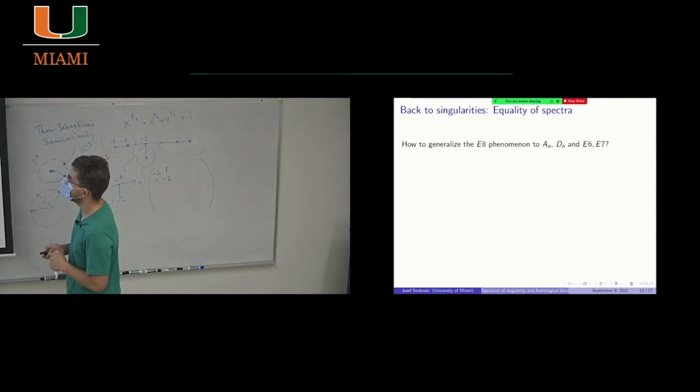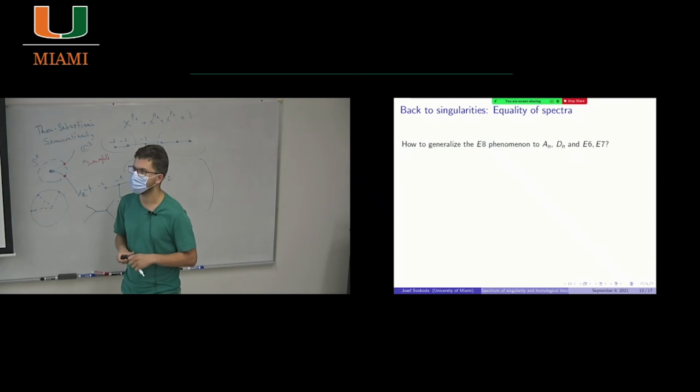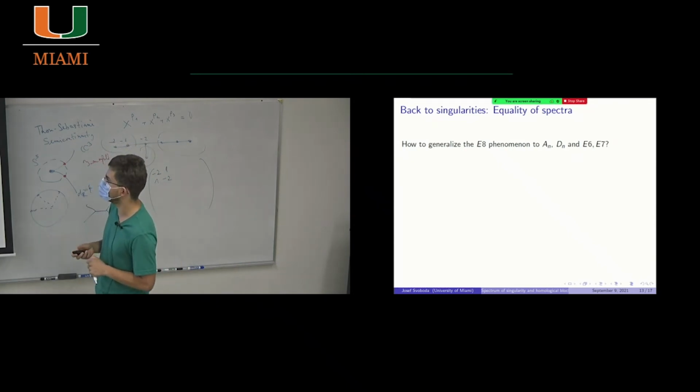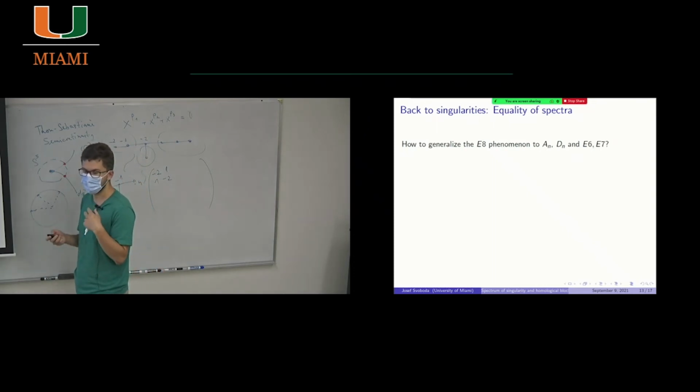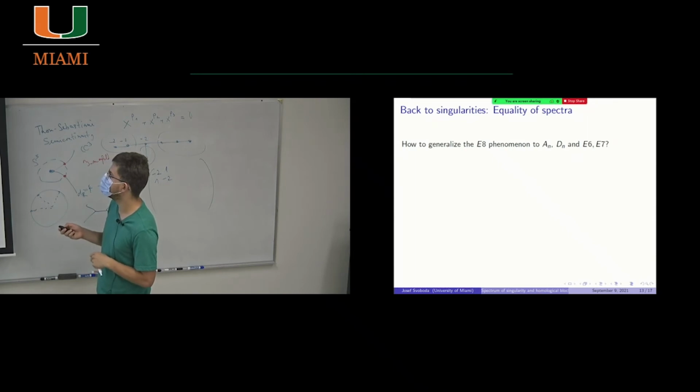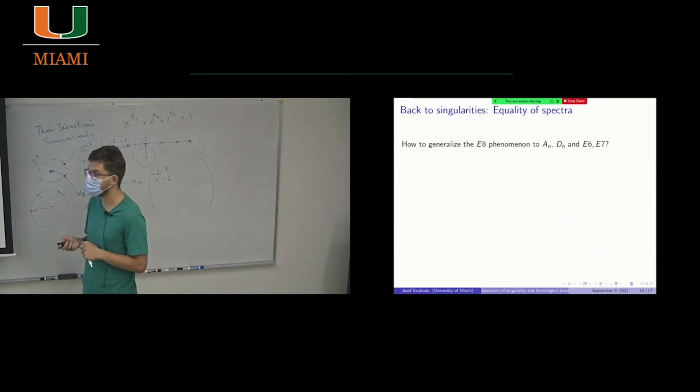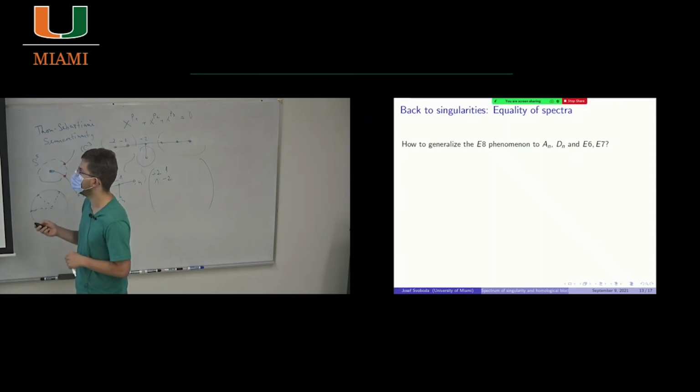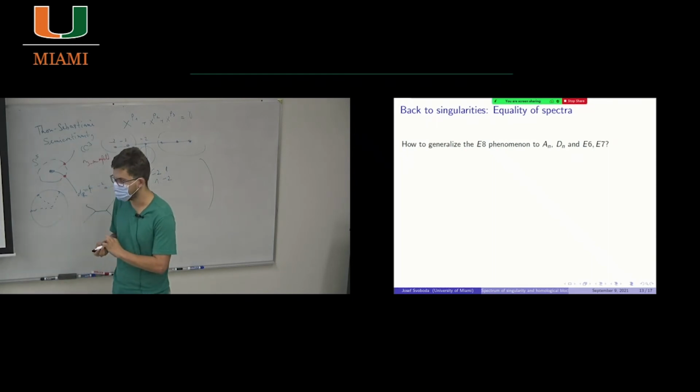So, back to singularities. We have this E8, and as I showed you, there is a relation between the exponents of the q-series and the Steenbrink spectrum of E8. So what could be the generalization for A_n, D_n, E6, E7, and then of course other singularities? But this is the first case to consider.